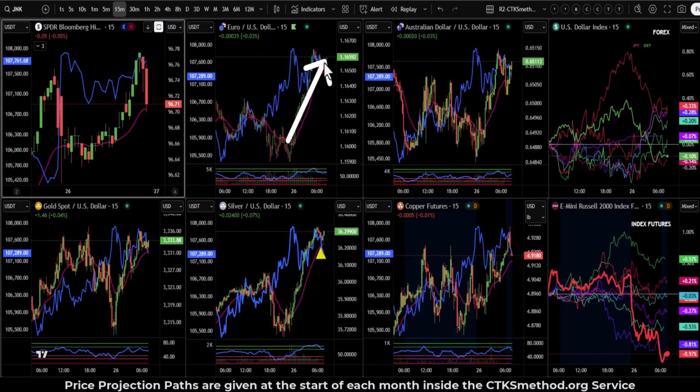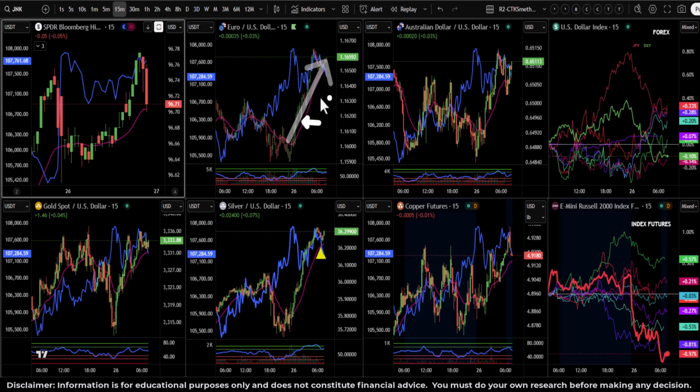The euro dollar has been rallying because of the extreme fall off of the DXY. Silver has also been rallying. The Aussie dollar and the euro move together, so it's no surprise that the Aussie dollar has been rallying on the DXY's decay. And also, we're seeing very good upward movement in copper.